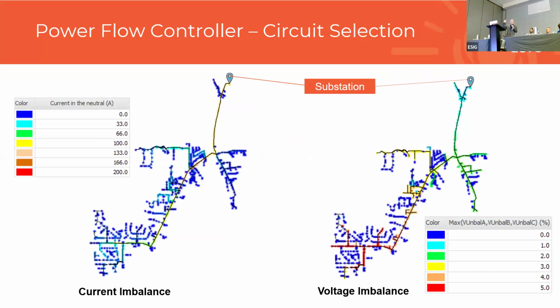So, circuit selection. Once you've screened down through all of your viable candidates, you've said, okay, these ones look like they might be good places to put the device. Then you can get into actual site selection. So look at those individual circuits. My favorite way to do that is to create heat maps. Here is a depiction of 2 heat maps I generated. One is for current imbalance, specifically neutral current, and the other is voltage imbalance.